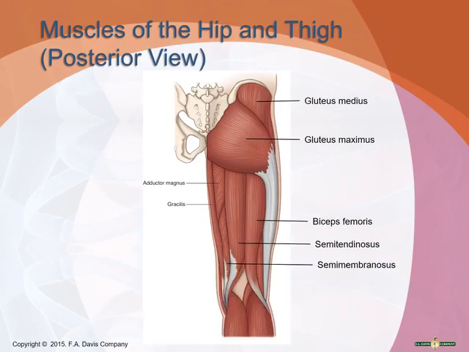Muscles of the hip and the thigh, and this is the back view or the posterior view. The gluteus medius, the gluteus maximus, and the gluteus minimus, those are all muscles of the buttocks. And the hamstrings, that's another group of muscles. You hear people say they pulled their hamstrings. It consists of the biceps femoris, the semitendinosus, and the semimembranosus. The hamstring muscles extend the thigh at the hip, they flex the knee, and they rotate the leg.